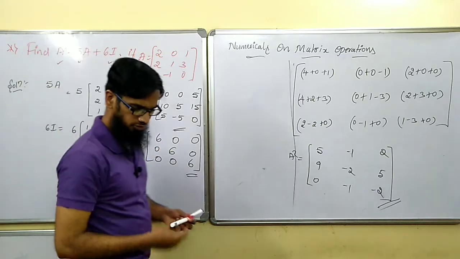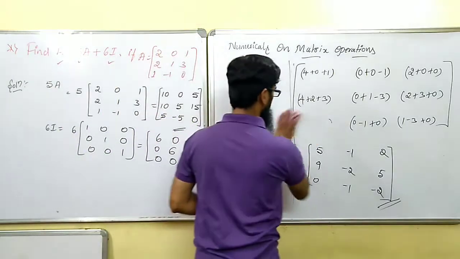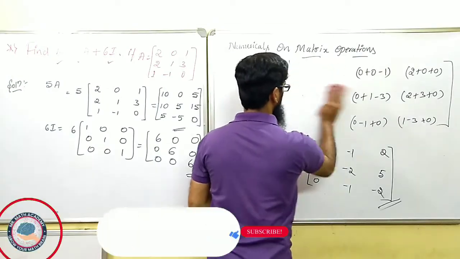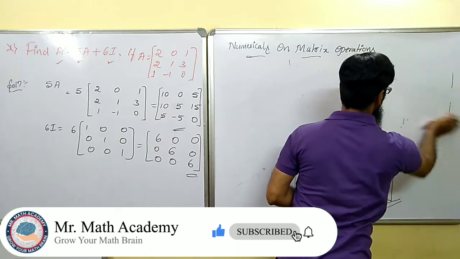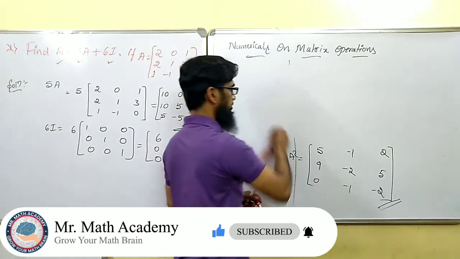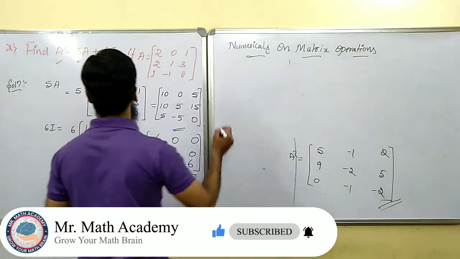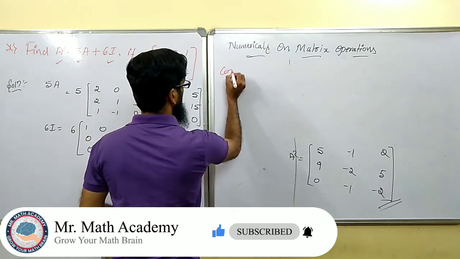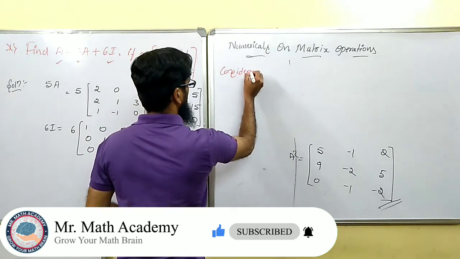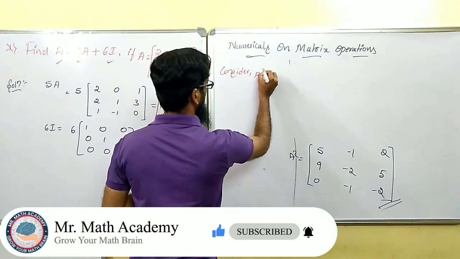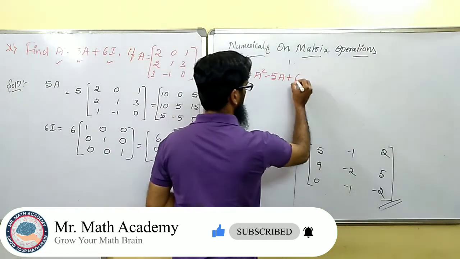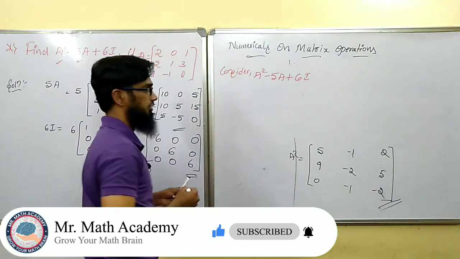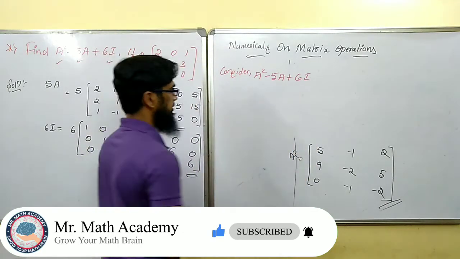Okay, if you just simplify, we are going to get a final solution here. Let us consider what values we are getting here. If you just simplify and add the matrices, we can get the final solution. So consider A square minus 5A plus 6I. Consider this element that we have been given.